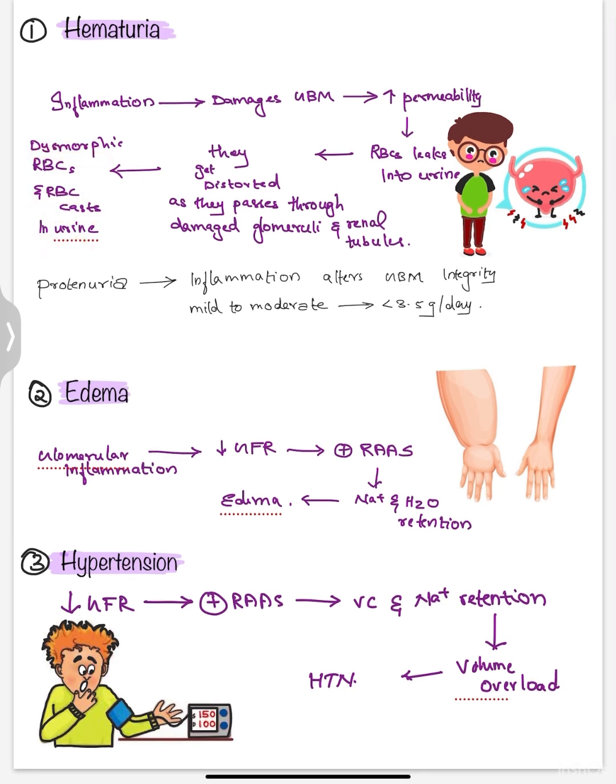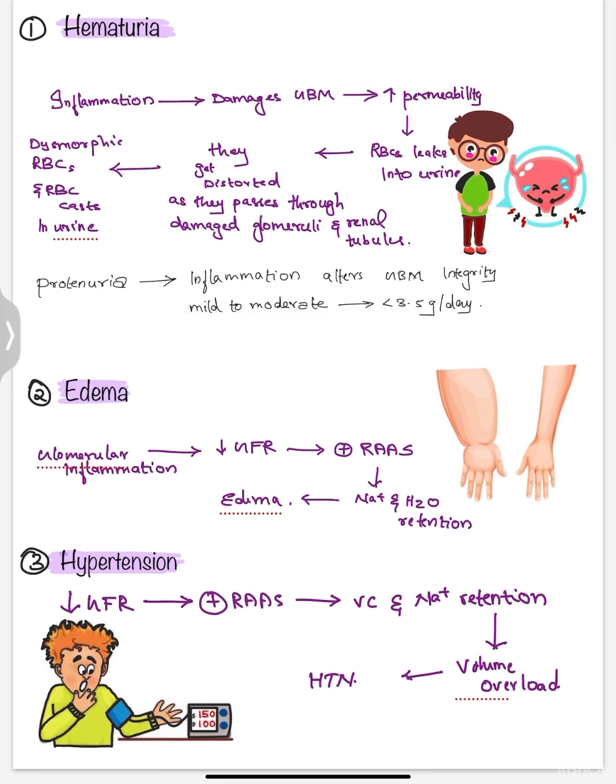Coming to proteinuria, the inflammation alters the glomerular basement membrane integrity. So what happens? Protein also leaks into the urine, right? Yes, a daily output of less than 3.5 gram proteins per day occurs. So there is mild to moderate proteinuria, but prominent proteinuria occurs in what? Nephrotic syndrome. In nephritic syndrome, there is mild to moderate proteinuria.